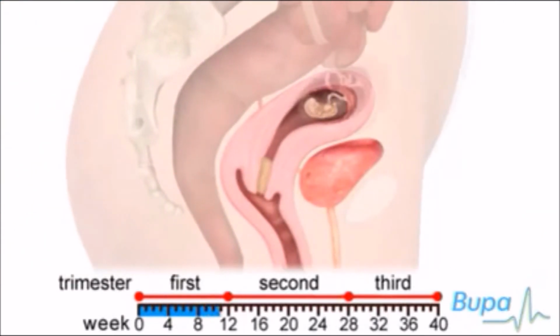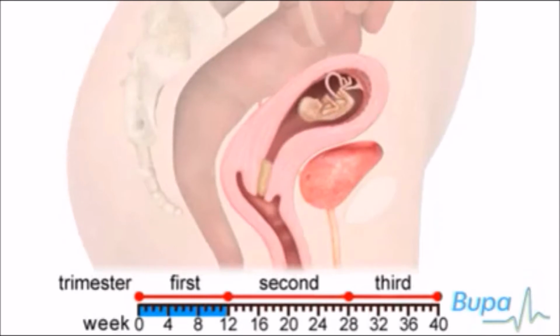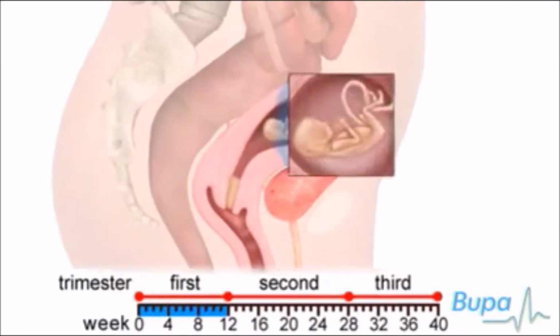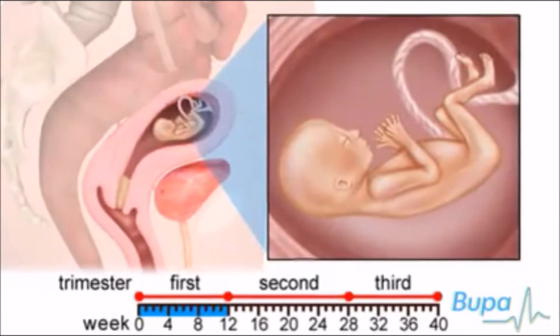By the time you are 12 weeks pregnant, your baby is approximately 6 centimeters or 2.5 inches long. At this stage, your baby's neck is uncurling and the limbs are complete. The eyelids are still fused and the ears are forming.